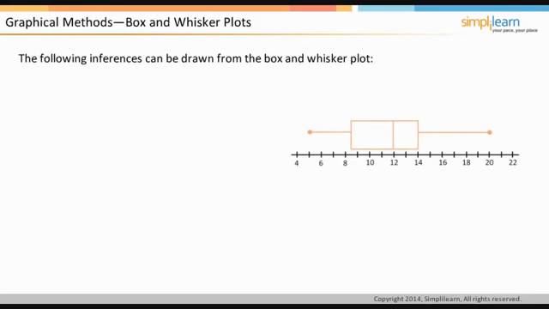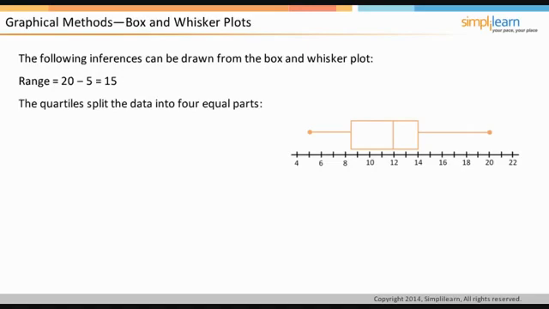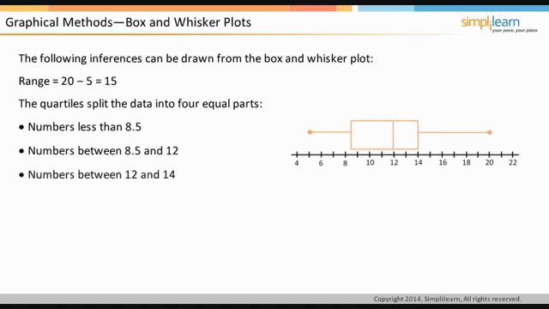The following inferences can be drawn from the box and whisker plot. The lengths of the fish range from 5 to 20. The range is, therefore, 15. The quartiles split the data into 4 equal parts. In other words, 1/4 of the data numbers is less than 8.5, 1/4 between 8.5 and 12, the next quarter of the data numbers are between 12 and 14, and another quarter has data numbers greater than 14.